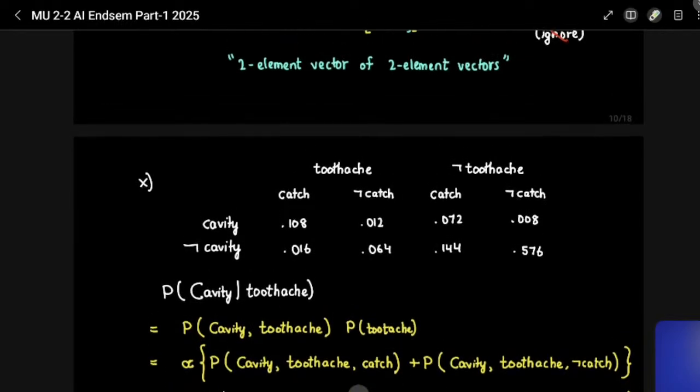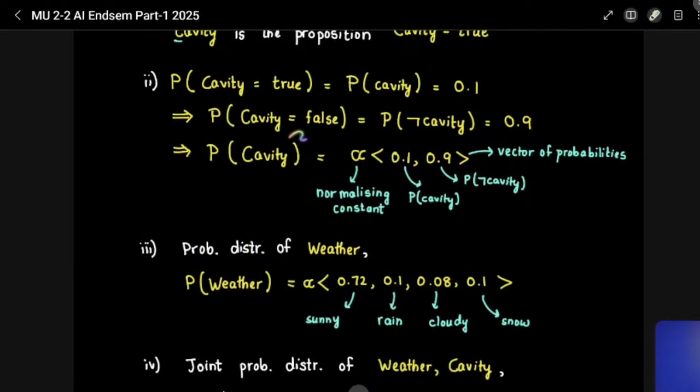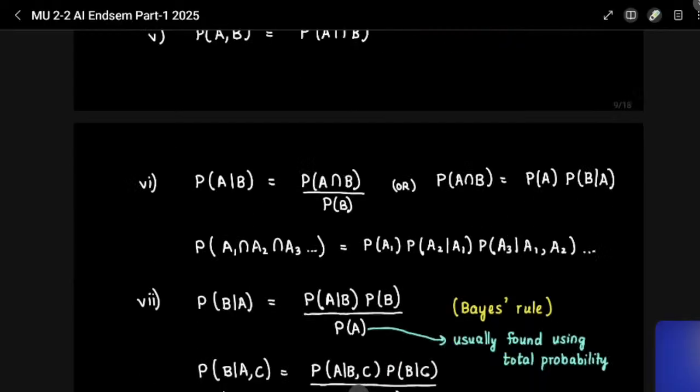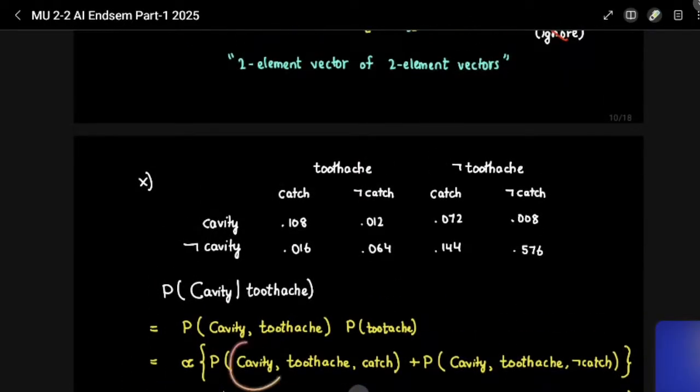But if you remember this part, probability of a random variable will give you a vector of probabilities. So that is what is going to happen here. You have a random variable here. This cavity is a random variable. It does not begin with a small letter, so it's a random variable.